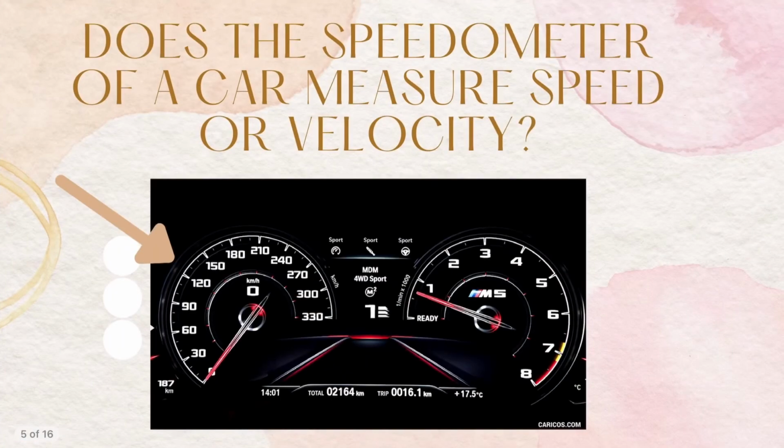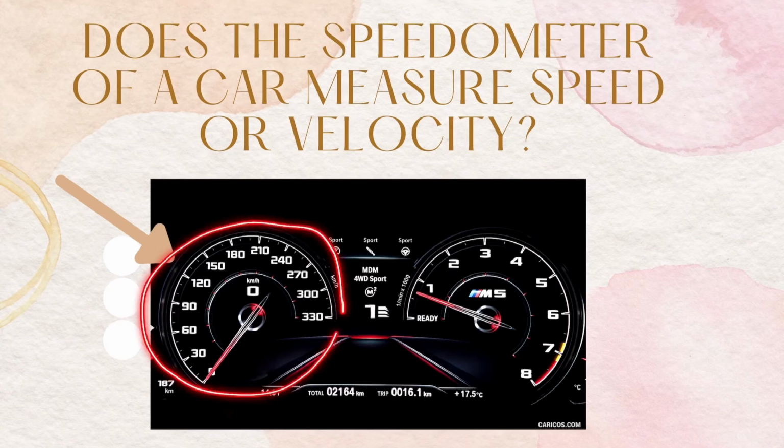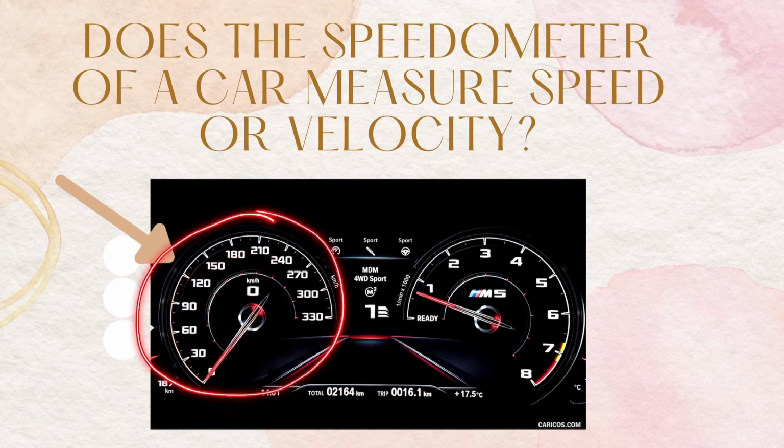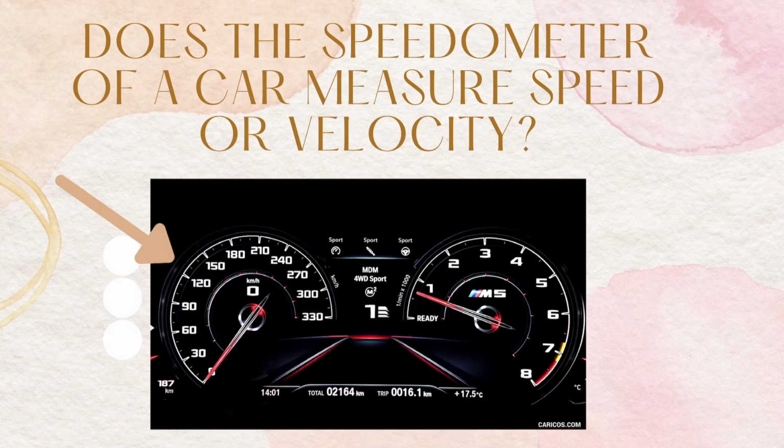Most of you have travelled using a car. On the dashboard there is a speedometer. Another one is for RPM, revolution per minute. Does the speedometer of a car measure speed or velocity? The speedometer is the one that shows you kilometers per hour. If you are bored and you speed up to 240, you will get fined. So what does this show, speed or velocity?